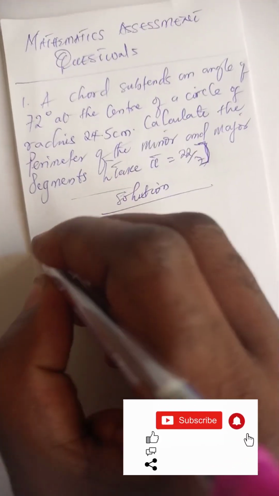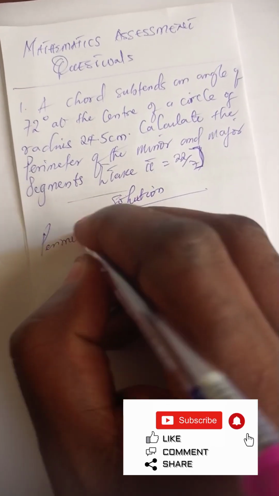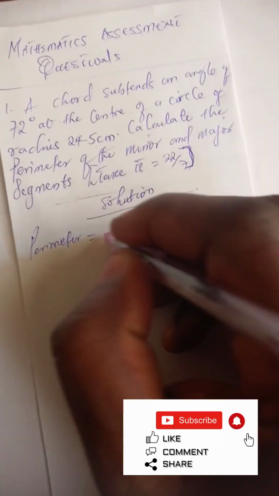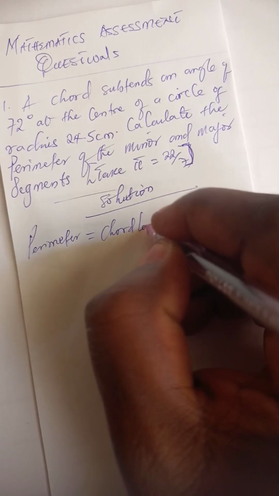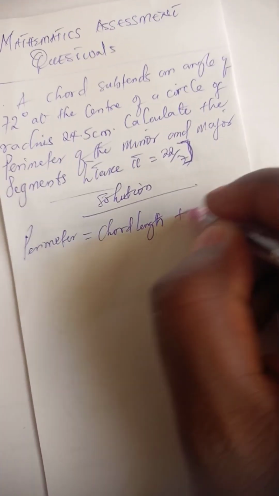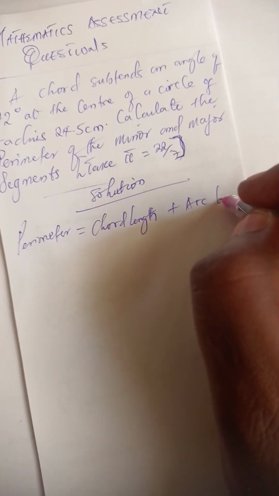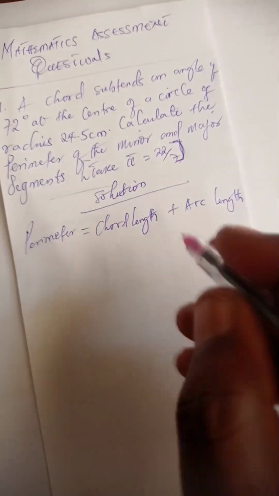Alright, so to start this, first we should know that perimeter is equal to the chord length plus the arc length. So let's see how it goes.